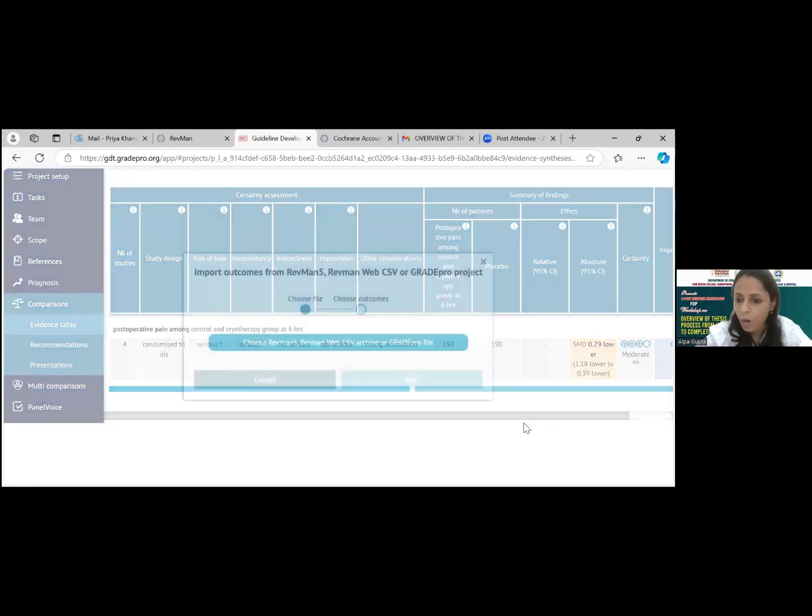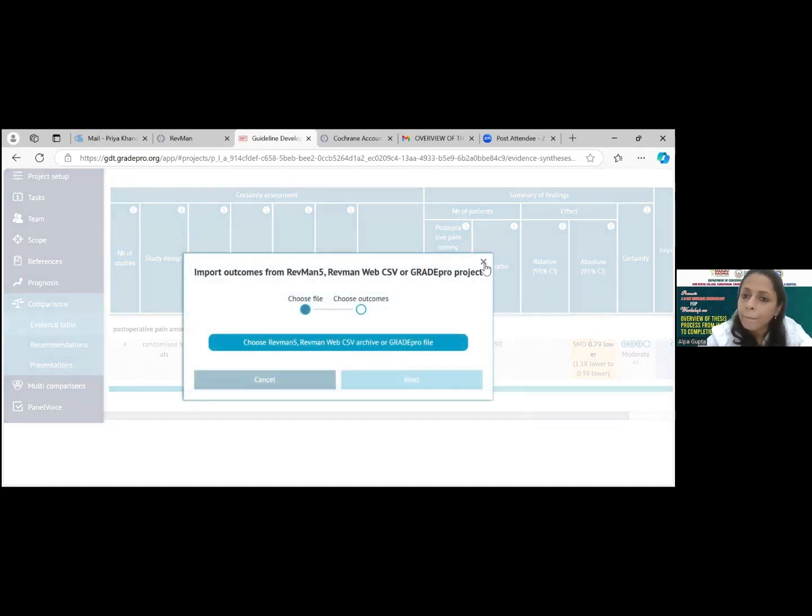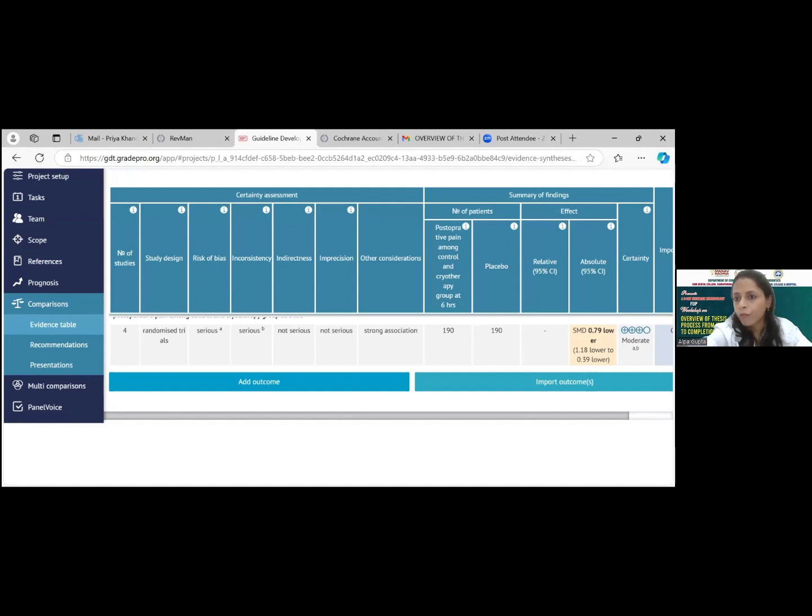So this is how you apply GRADE in a software. And here the quality of evidence came out to be moderate. This moderate quality is also mentioned in the article while applying the GRADE. It has different outcomes, so you have to apply GRADE for each and every outcome. Now you can save this file.